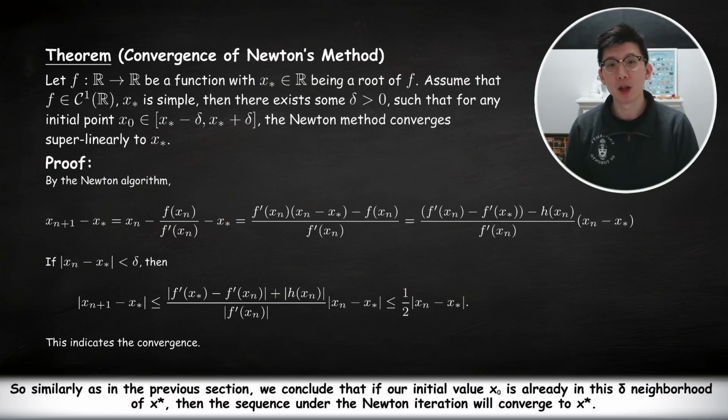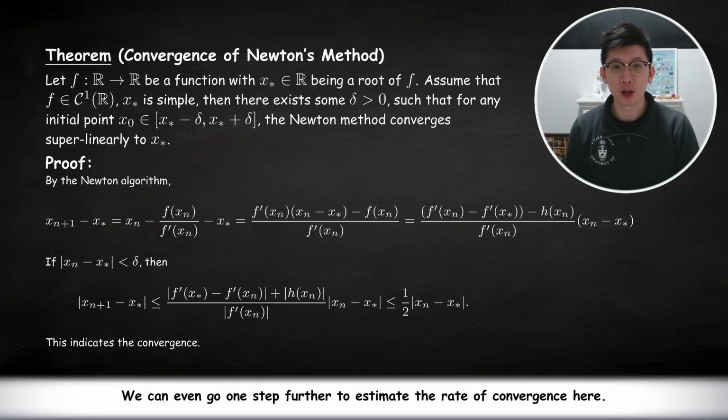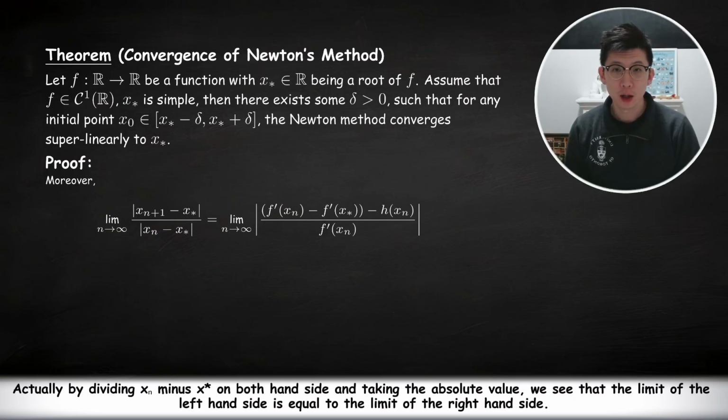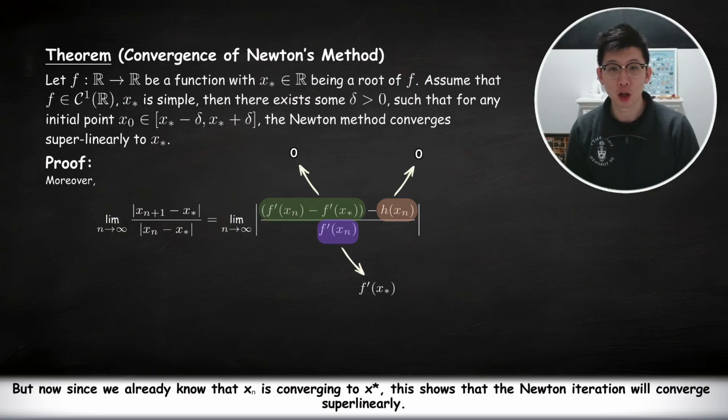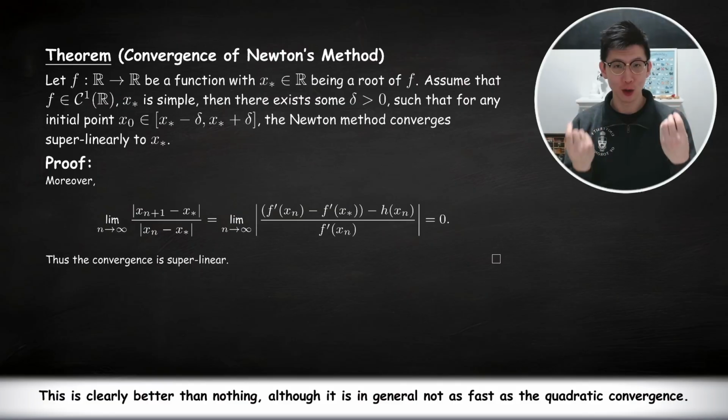So similarly as in the previous section, we conclude that if our initial value x0 is already in this delta neighborhood of x star, then the sequence under the Newton iteration will converge to x star. We can even go one step further to estimate the rate of convergence here. Actually, by dividing by the absolute value of x(n) minus x star on both sides, we see that the limit of the left-hand side is equal to the limit of the right-hand side, which is 0. But now, since we already know that x(n) is converging to x star, this shows that the Newton iteration will converge superlinearly. This is clearly better than nothing, although it is in general not as fast as a quadratic convergence.